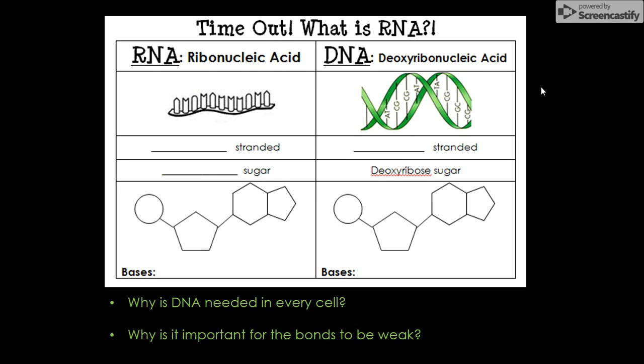You need to be able to compare DNA to RNA, knowing that RNA is single-stranded, DNA is double-stranded. RNA has ribose, DNA has deoxyribose. They both, however, are made up of nucleotides. The bases in RNA are AUGC. The bases of DNA are ATGC.